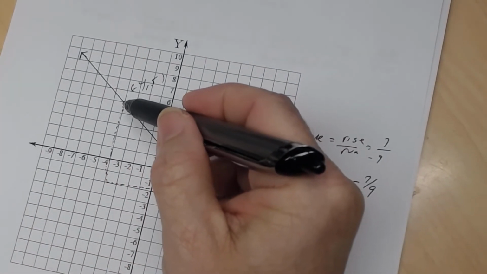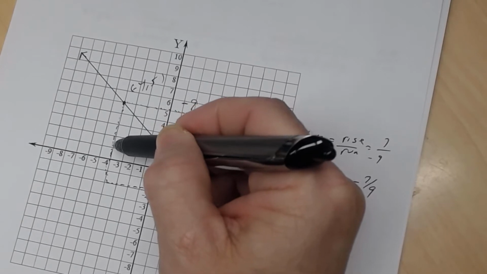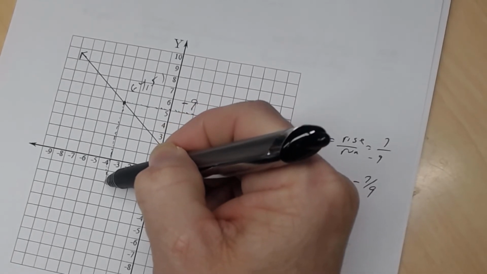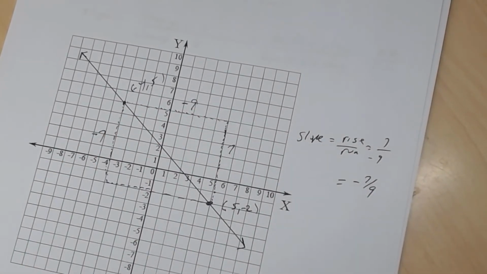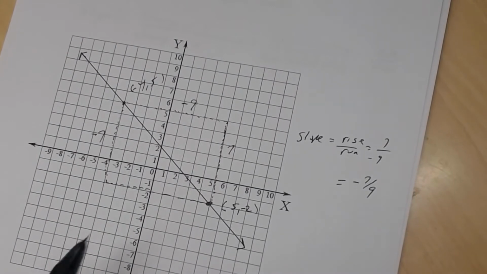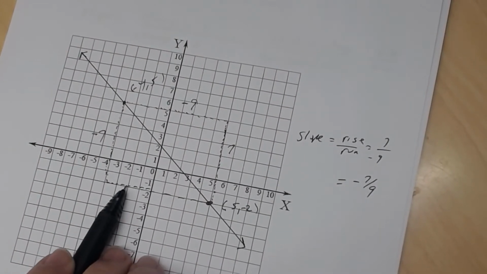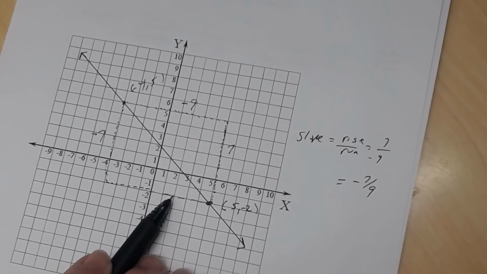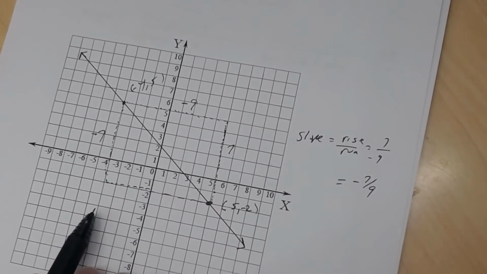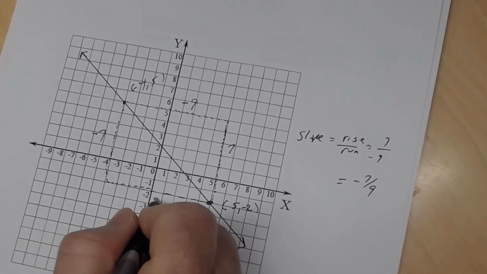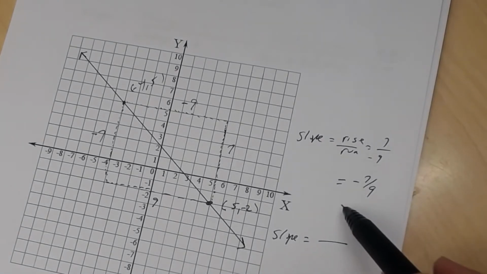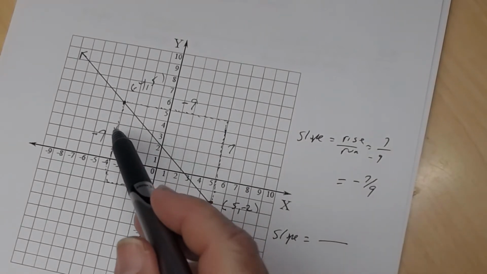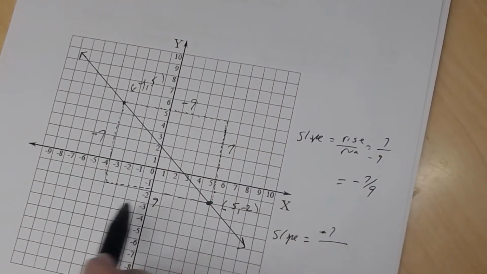So this time, I'm going to go 1, 2, 3, 4, 5, 6, 7. So it's the same number as this one, but since I went down, I'm going to have to denote it as a negative 7. And then here I'm going to go to the right. So 1, 2, 3, 4, 5, 6, 7, 8, 9. Same number as this one. But since I went to the right, I'm going to have to denote that as a positive 9. And the slope is going to be the same number, same value. So my rise is negative 7, and my run is positive 9.